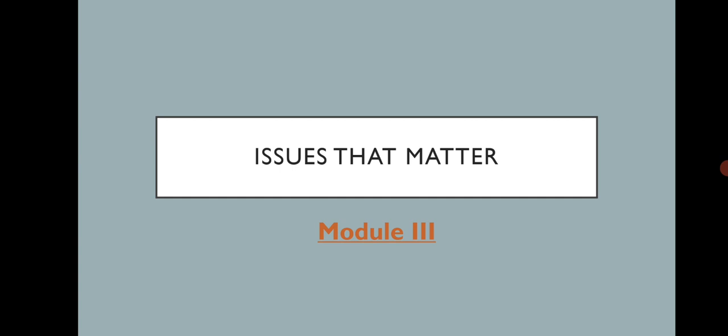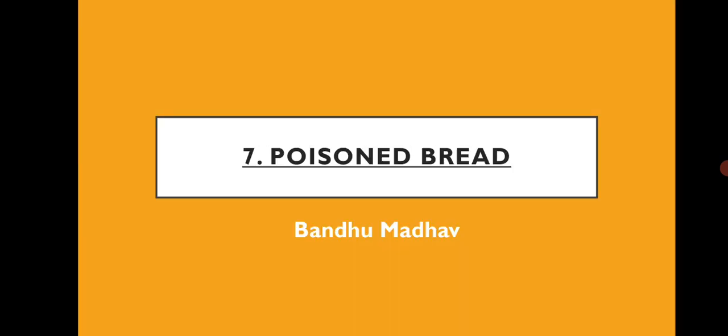So now we are going to discuss the seventh chapter of the text Issues That Matter, which is Poison Bread, written by Bandhu Madhav. I'm repeating, the chapter is 7, Poison Bread, Bandhu Madhav.